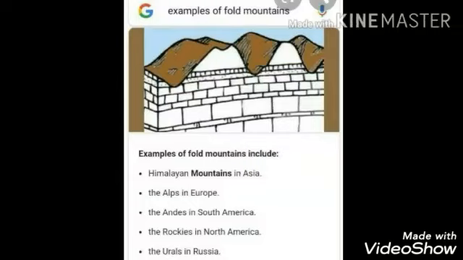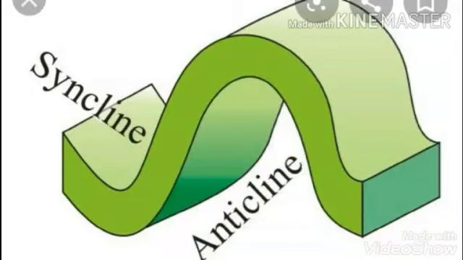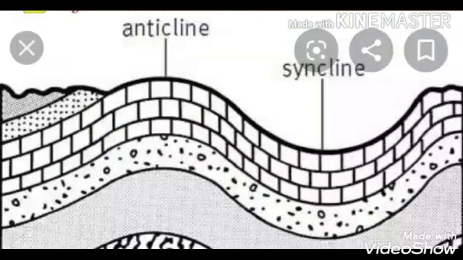Now we move to the next feature, anticline and syncline. Anticline and syncline are parts of fold mountains. It is very easy to understand them. In fold mountains, the upward folds are called anticlines, while the downward folds are called synclines. They normally occur together. In your book on page number 7, the diagrams are given. You can see the picture and you can find how anticline and syncline are shown in the picture.